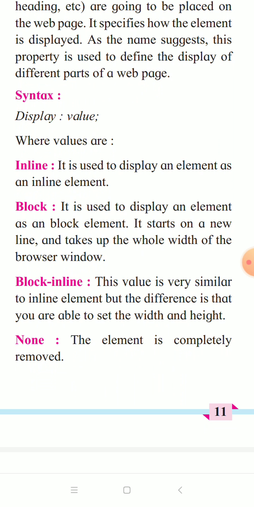नेक्स्ट जे आहे बघा ब्लॉक इनलाईन. ब्लॉक इनलाईन, धिस व्हॅल्यू इज व्हेरी सिमिलर टू इनलाईन एलिमेंट, बट द डिफरन्स इज दॅट you are able to set the width and height here. See here, it is similar to inline but difference only is you can also set the width and height. Okay, width and height also you can set for the element. Okay, next property is none. The element is completely removed. If you set the display none then that element is completely removed here.